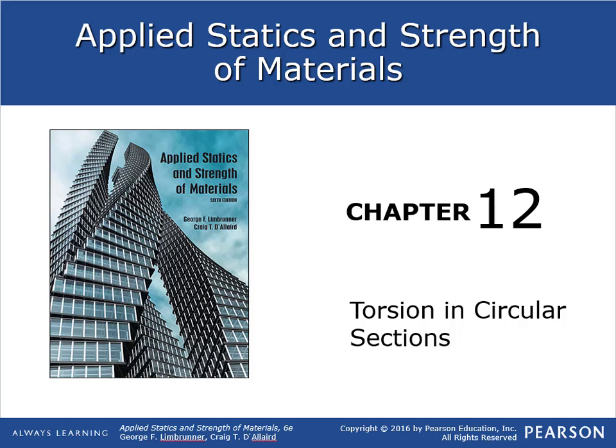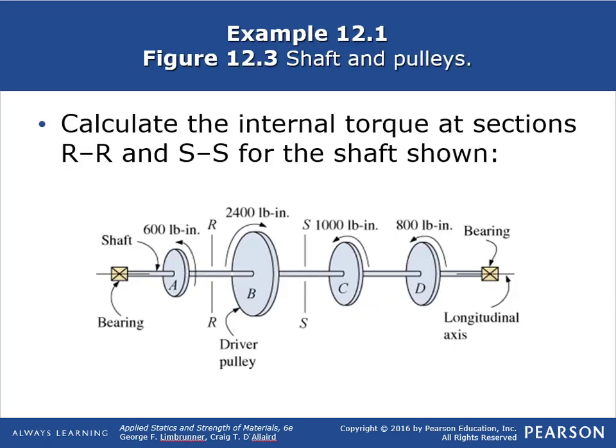This is the video presentation for the example problems of Chapter 12, Torsion in Circular Sections. First of all, example 12.1: calculate the internal torque at sections RR and SS in the shaft shown.